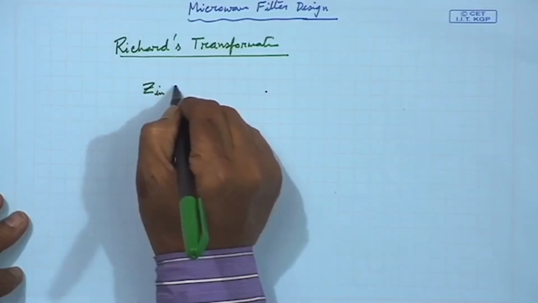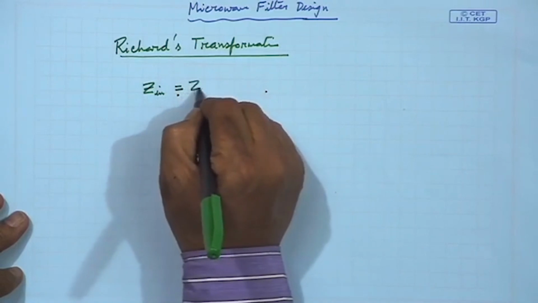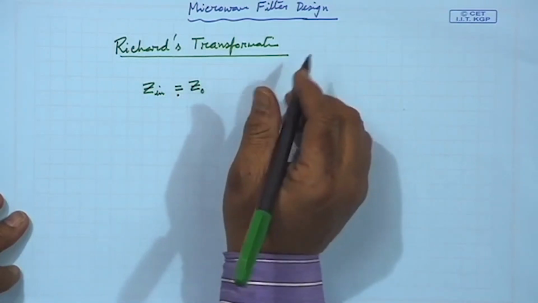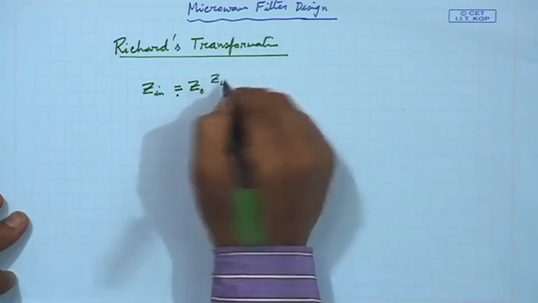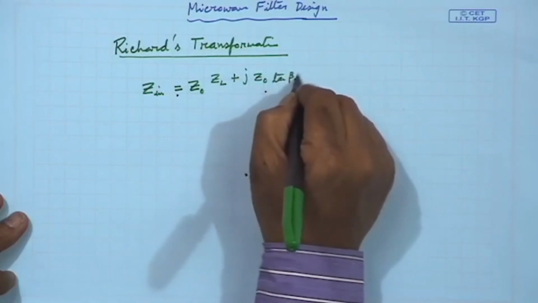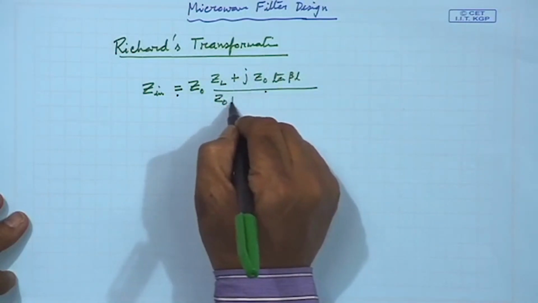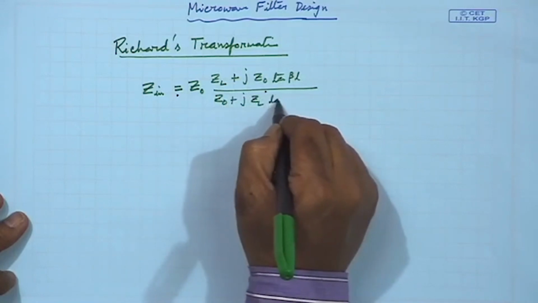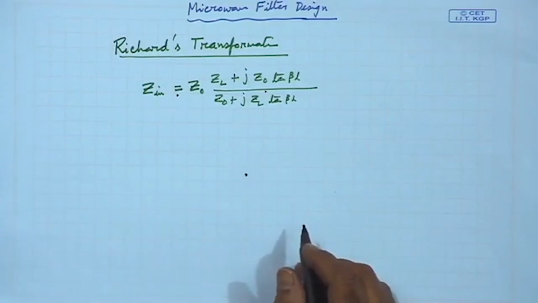What Richards transformation says is that the input impedance of any transmission line with characteristic impedance Z0 and terminated by ZL is given by Z0 times ZL plus j Z0 tan beta L, divided by Z0 plus j ZL tan beta L. All of you know this, and we have also proved this in the impedance transformer design. We have extensively used the quarter wave transformer, which we have fabricated from this.